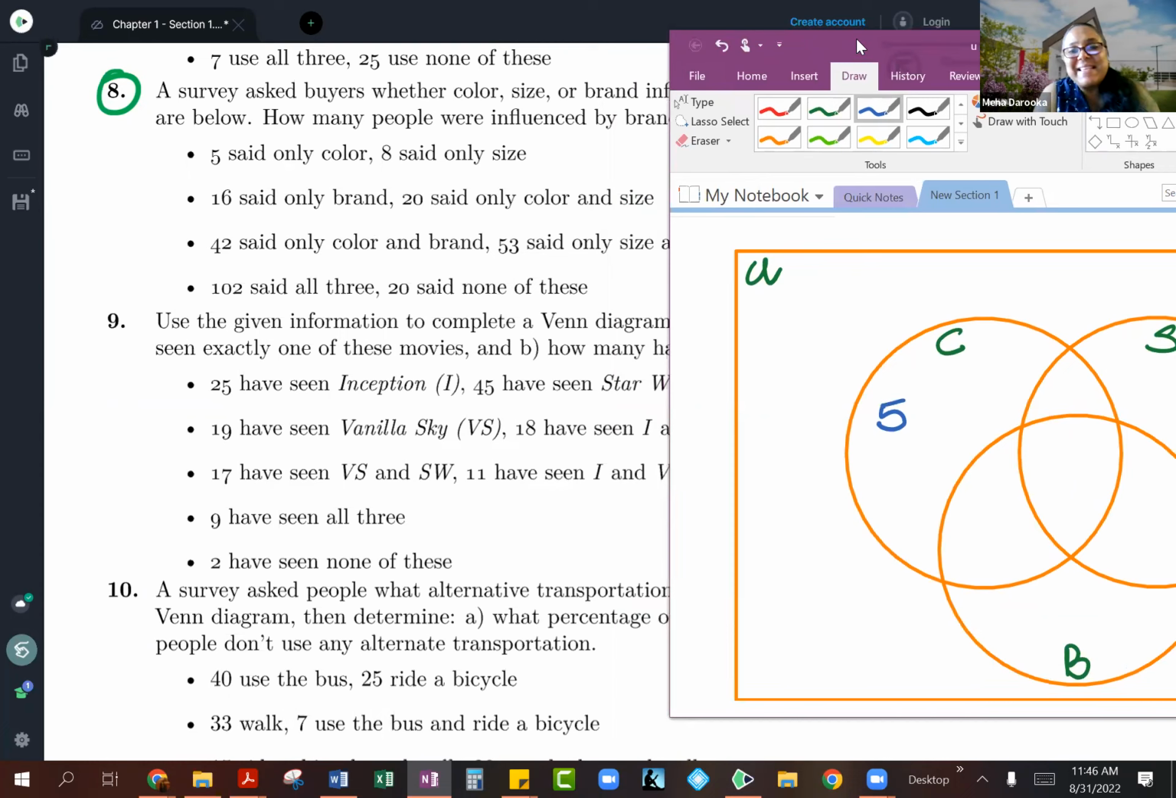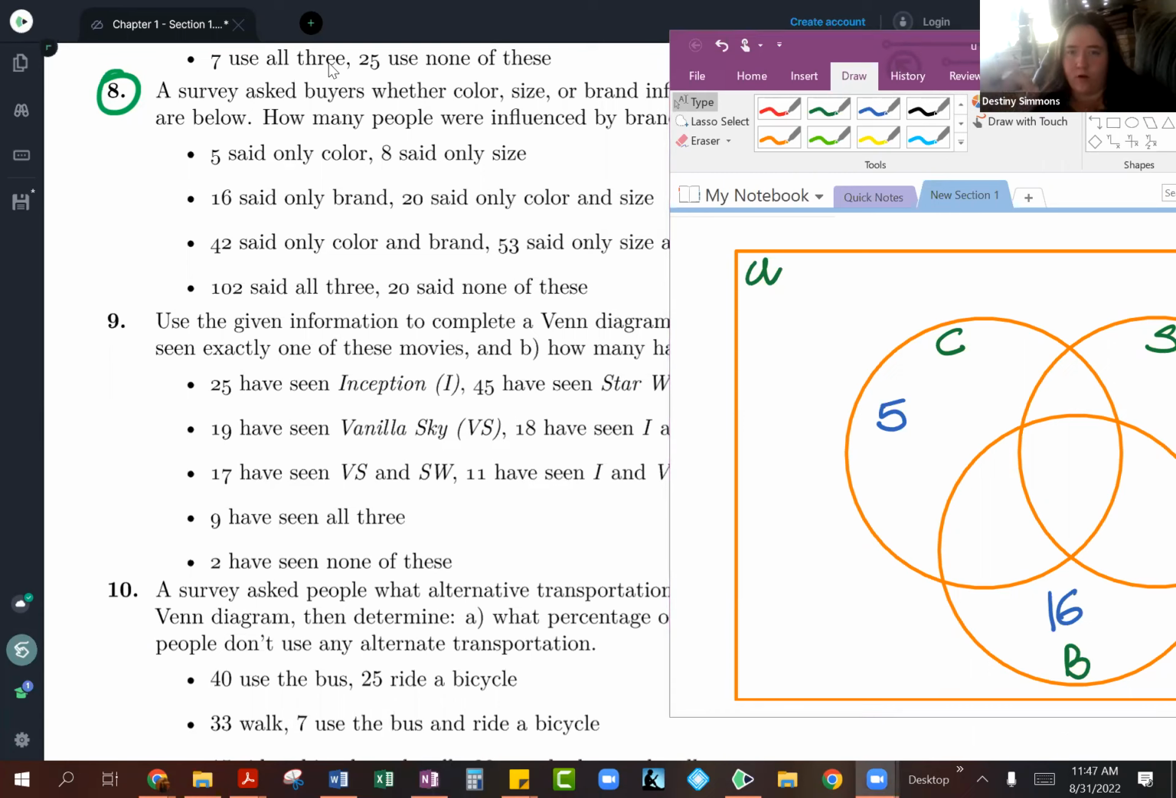Okay, so 16 said only brand. So since it's only brand, that 16 will go in here. But then 20 said only color and size. So where do you think, when they're talking about only color and size, where do you think that 20 needs to go? It would go in the little spot right in between the color and size circles, right above where all 3 of them connect. Yeah, very nice.